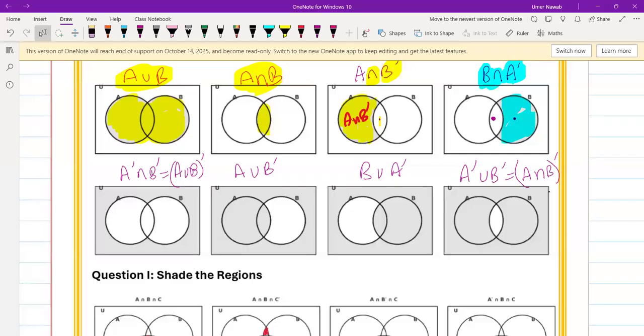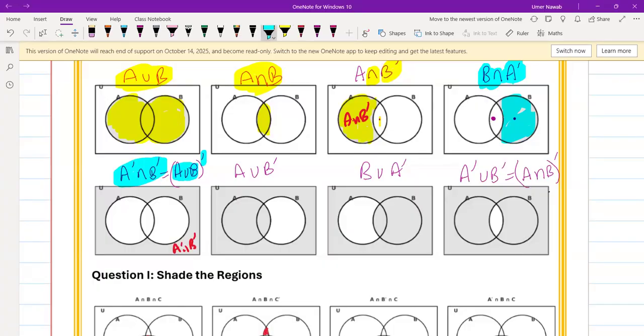Another important point, the guy is ignoring A union B. So I write here A union B whole complement, or through De Morgan's laws, you can also solve that as A complement intersection B complement. So this is interesting, A complement intersection B complement.